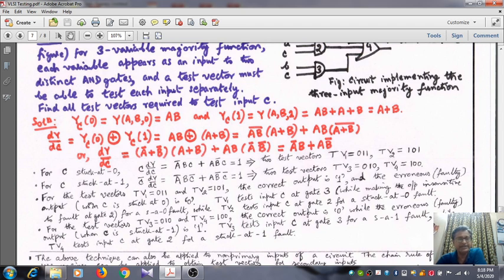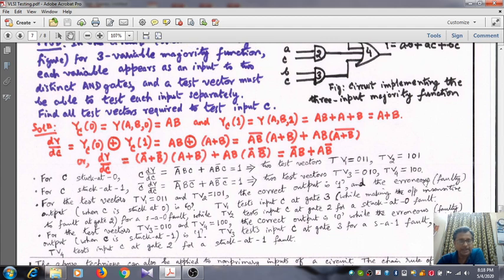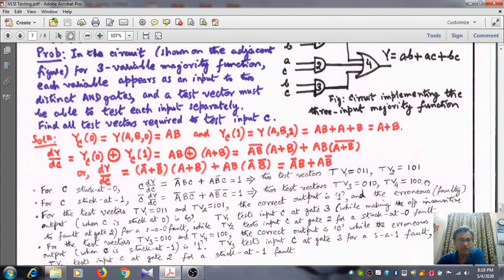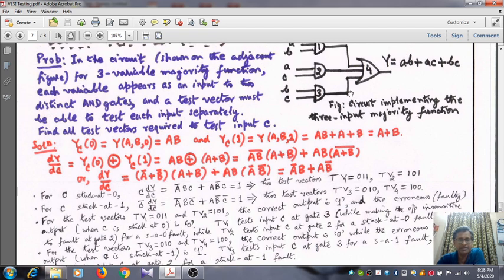Okay. For the test vectors TB1 and TB2, which are intended for testing the input C for the stuck at 0 fault, let us see what happens. The correct output is 1. Why is the correct output 1? As you can see, 0 1 1 means 2 inputs are 1. So BC is 1, this will give me 1 and the output will be 1. So the correct output is 1. Or here in TB2, A and C are 1. So corresponding to gate 2, you get 1. The correct output is 1. But the erroneous or faulty output when C is stuck at 0 is 0.